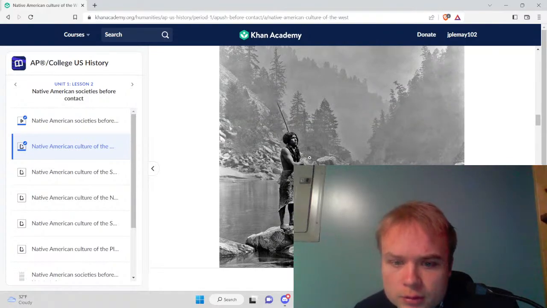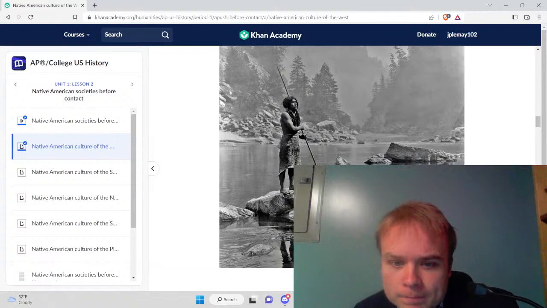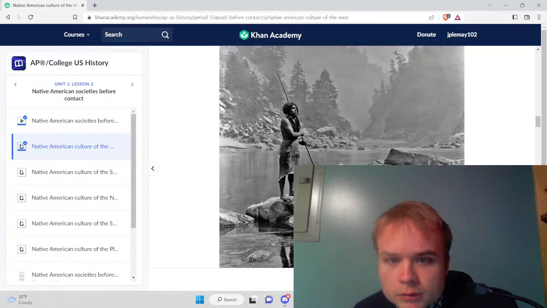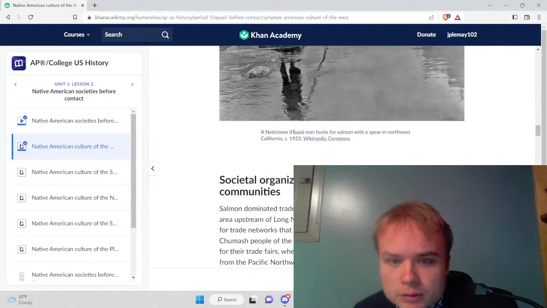And there's this picture of a Native American spearfishing. Actually, it looks like it's a guy. He has a long leather, I forget what they call it. It looks like a skirt, but it's basically a loincloth. He's standing on a rock barefoot. And this guy probably walks around these rocks barefoot, he's just adapted to that, you know, with calluses on his feet. He's very dark skinned by the picture. He's got this 10-foot spear, the tip is in the water. There's some trees and mountains in the background. So it's a Hupa man hunting for salmon with a spear in Northwest California.